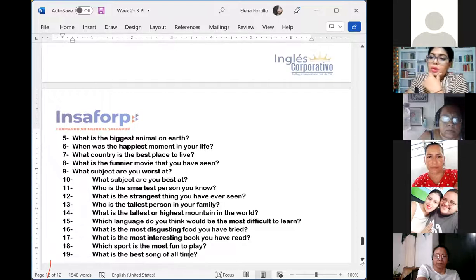For the warm-up questions, we have, what is the most expensive thing you have ever bought? That we have in this list. What is the most delicious dessert? That is something different. What is the most delicious dessert you have ever eaten? In this case, it's talking about something sweet. Es el postre.